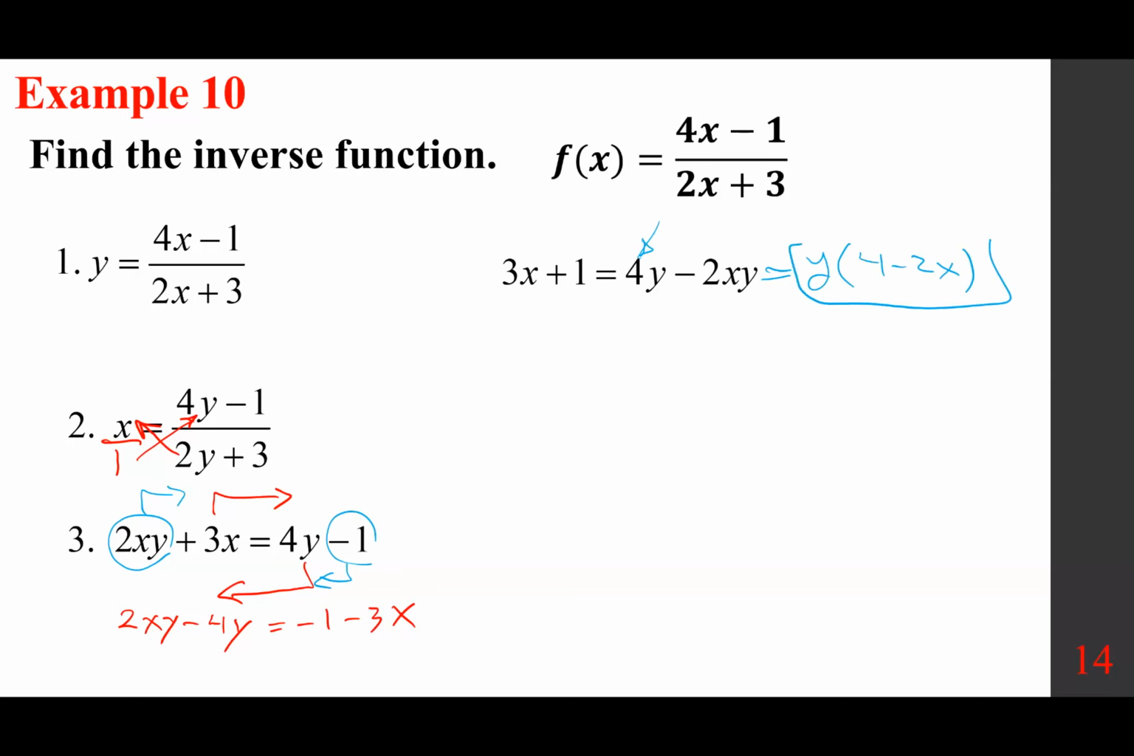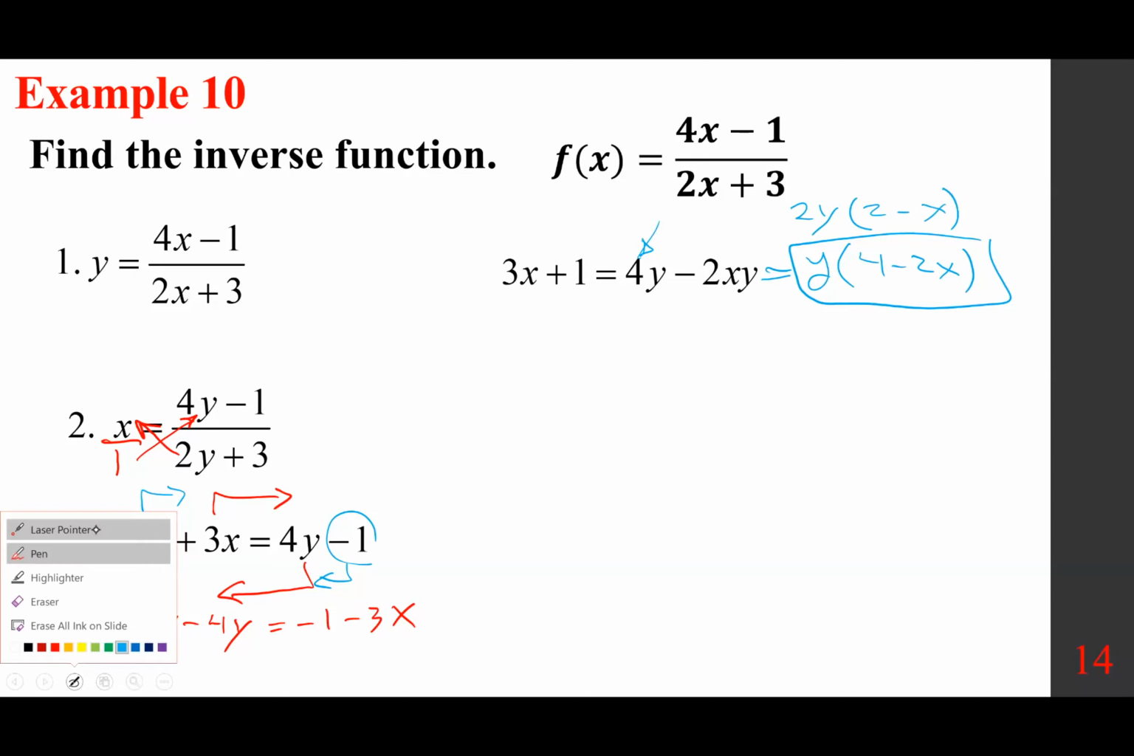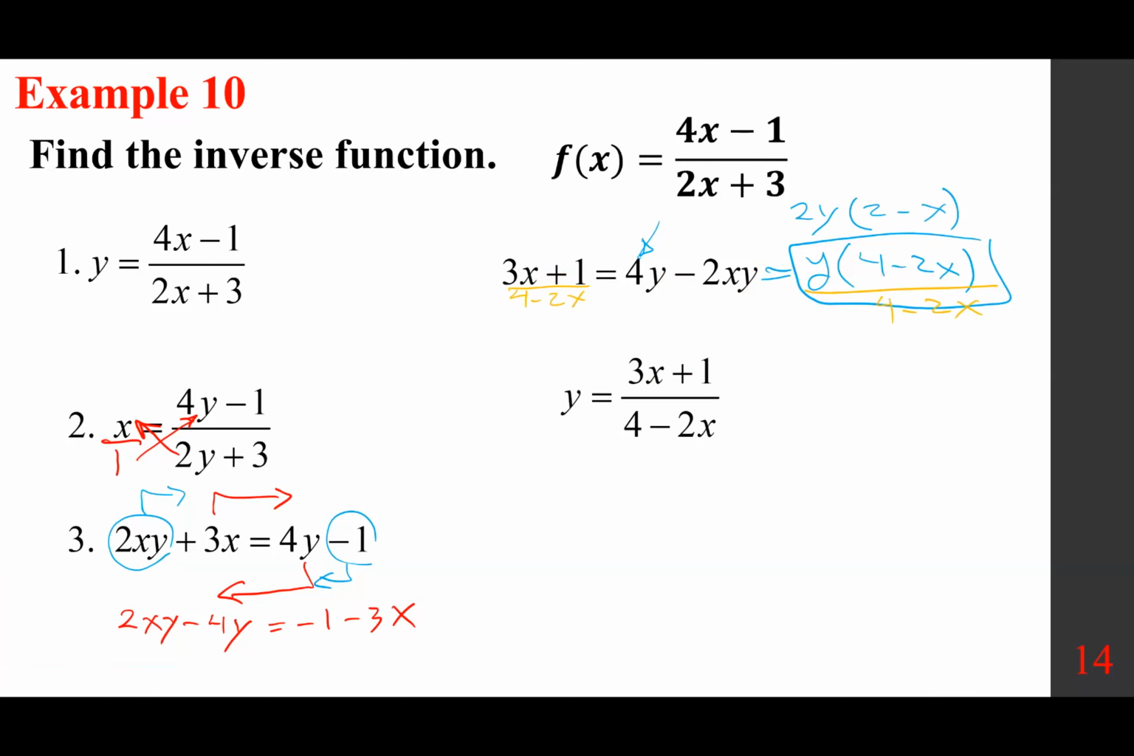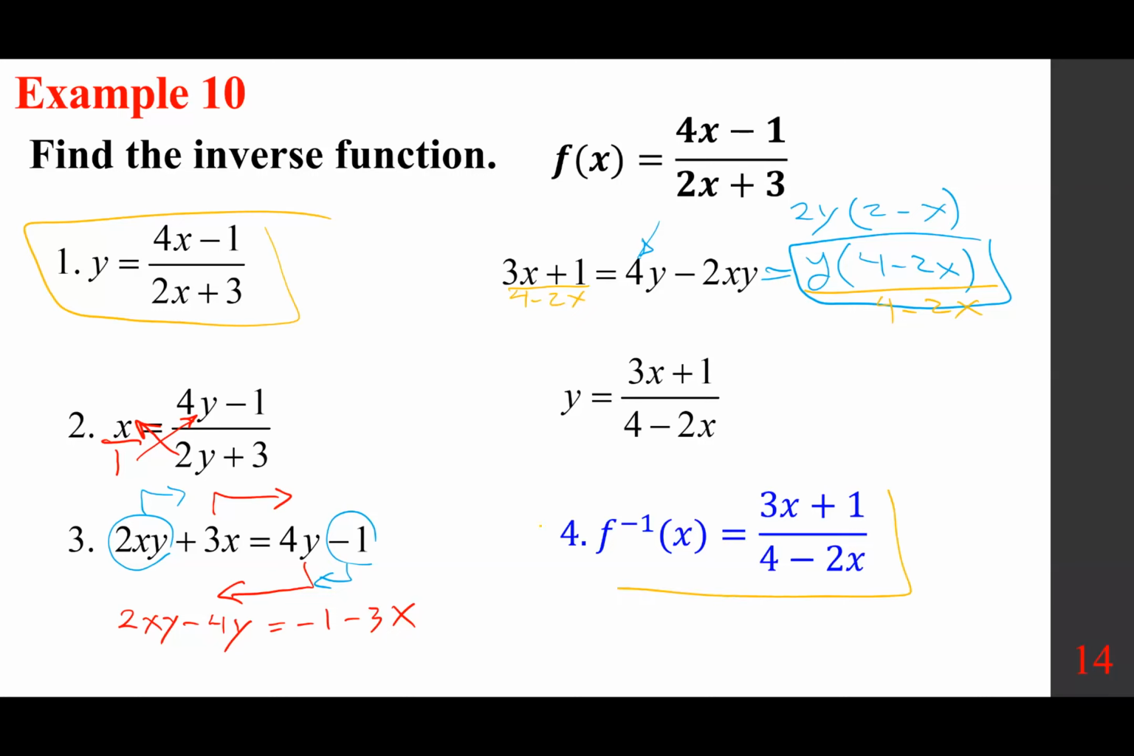Again, I want to make sure everybody understands. If I were to do the proper factoring, I must take the 2y out. But I don't want to do that because I want to solve for y. And now divide this one by 4 minus 2x. That's the inverse. We change the y to f inverse of x. So this is your function. This is your inverse function.